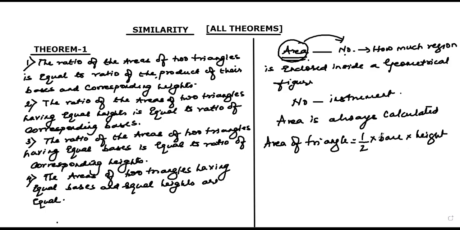Area of a triangle is half into base into height. Okay. Area of any triangle is given by the formula half into base into height. Okay, children. Now we go ahead.